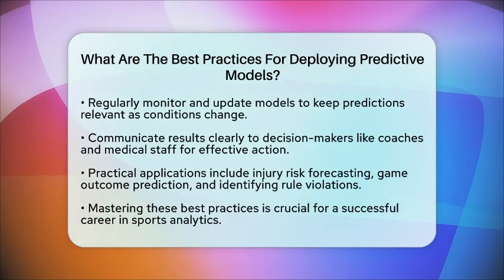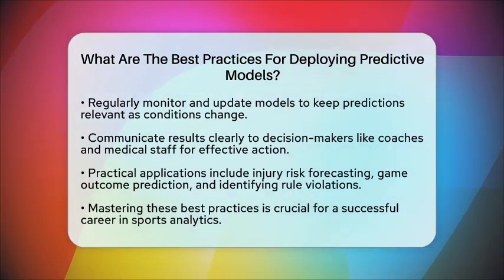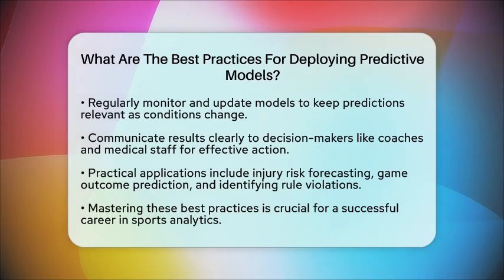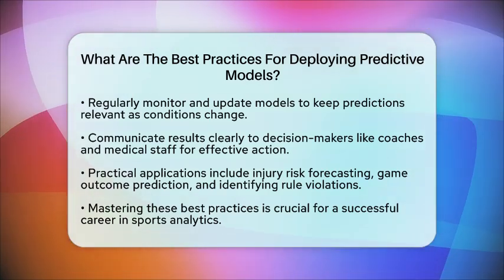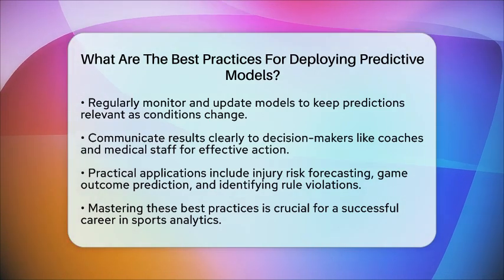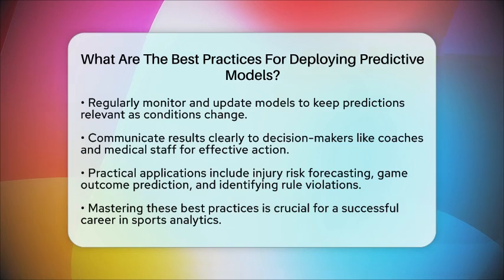Practical applications in sports include injury risk forecasting, game outcome prediction, and identifying potential rule violations. For example, predictive models can alert staff when a player is at high risk of injury, allowing for timely intervention. They can also help referees anticipate fouls by analyzing player behavior and game patterns.